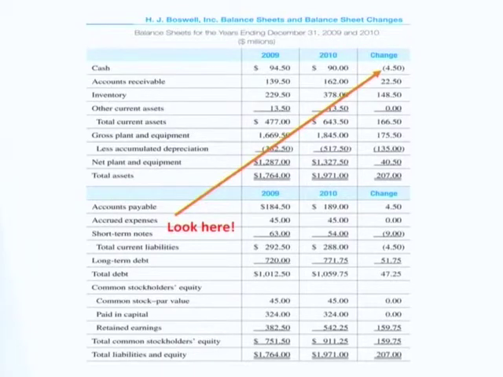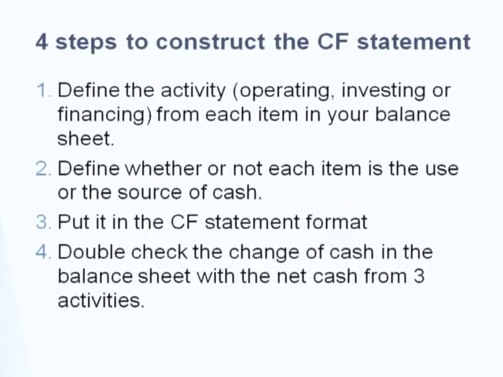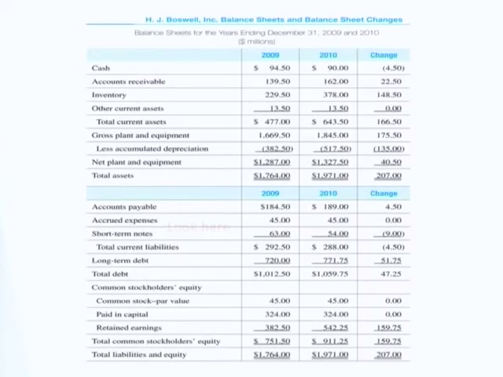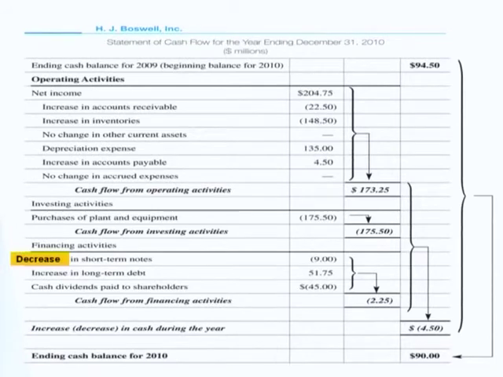Equity, you see, equity is what activity? Financing activity. Retained earnings, operating activity, is part of net income. Okay, you got 2 steps already, yes or no? Number 1, define activity. Number 2, define whether it's a use of cash or source of cash, and then use that knowledge and put it into the format. You got the format of the cash flow statement.